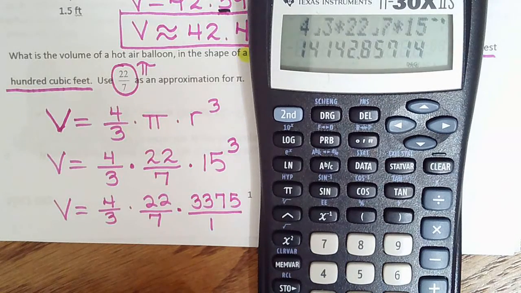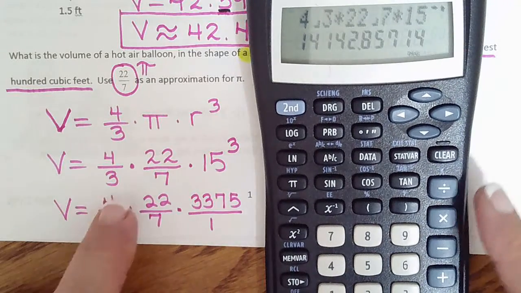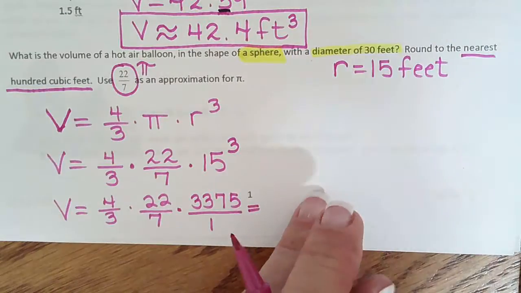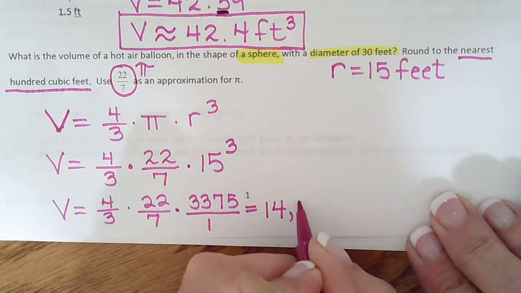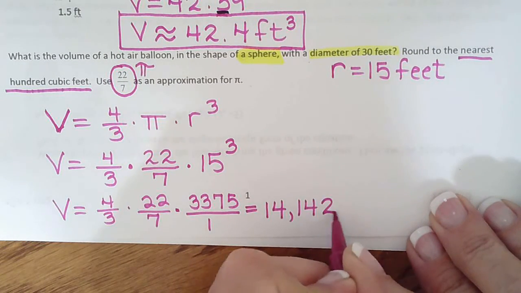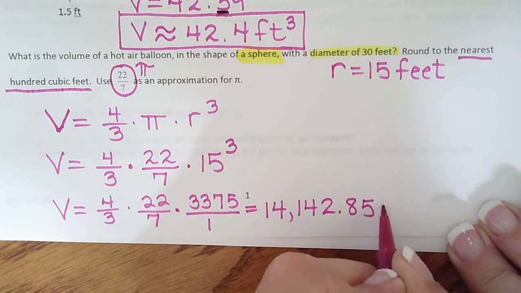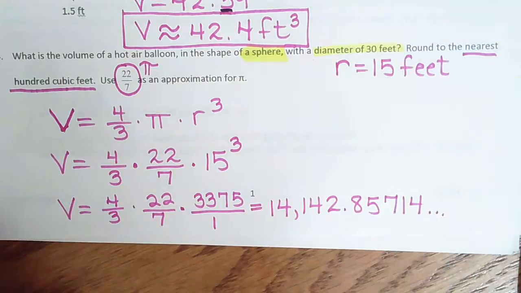That means it's too big of a fraction to put in the calculator, so it gives you the answer in decimal form. Had I done this, let me go ahead and write this down. 14,142.85714. And when it fills up the screen like that, that means it goes on forever.